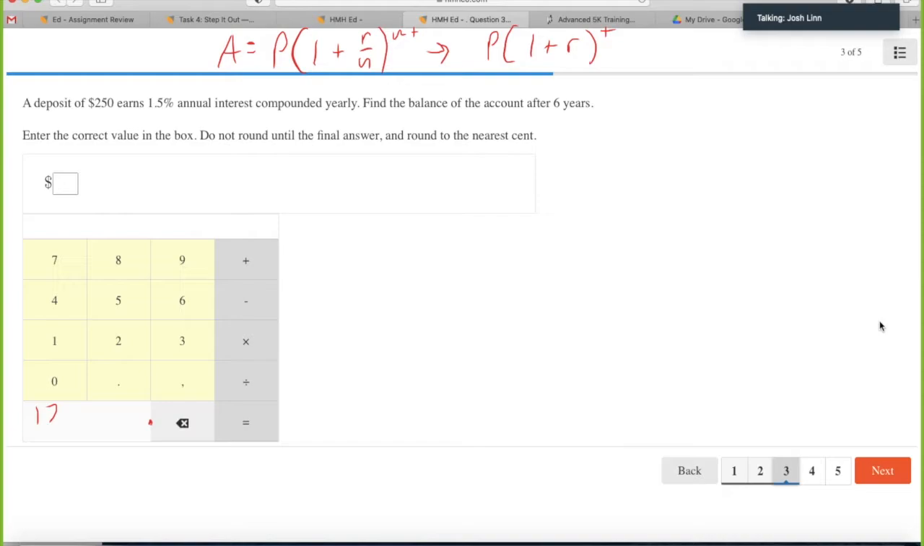So let's see here. This says a deposit of $250 earns 1.5% annual interest compounded yearly. Find the balance of the account after 6 years. Enter the correct value in the box. So same thing. Our principal is $250. Our rate, so it's compounded yearly, n equals 1. Our rate is 0.015. And it said after 6 years.